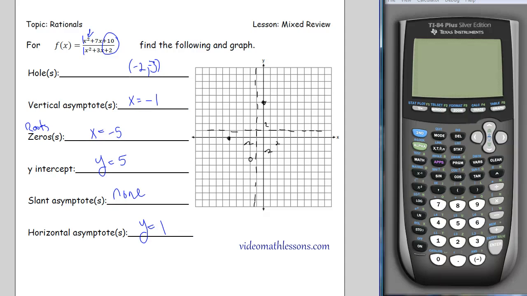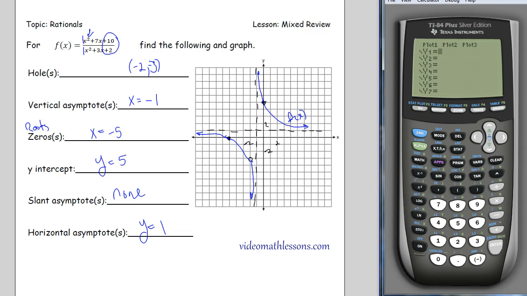Now I can tell from this, without graphing it on the calculator, it should look something like this. It's going to head towards y equals 1, hit the hole, and then head down this way. It's going to lock in here, head up towards the vertical asymptote, and then come down towards our horizontal. I'm just going to call this f of x. I haven't graphed it yet, but I can graph it, so let's check it on the calculator.